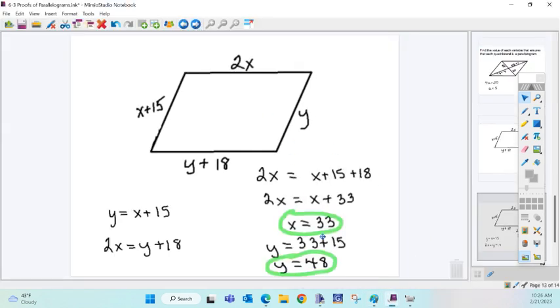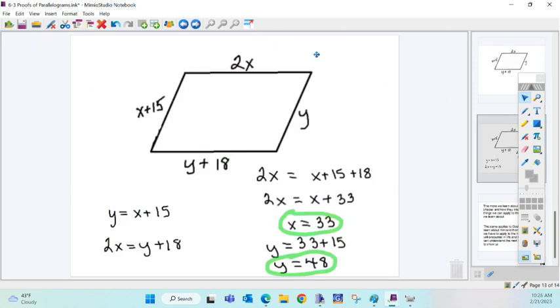Here's all the work again for that. The question was asked, what would the sides be? So in order to find the sides, you would definitely have to plug that in. So yes, if we were trying to find the sides, this would be 66, just like you said, and this would be 48. You can pick the easier ones to do.